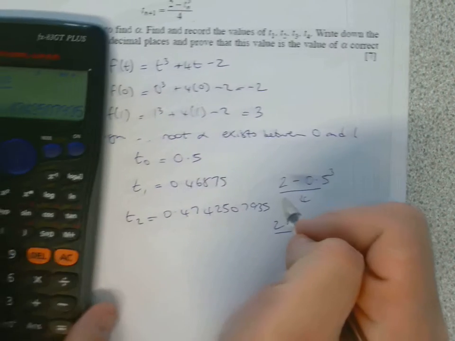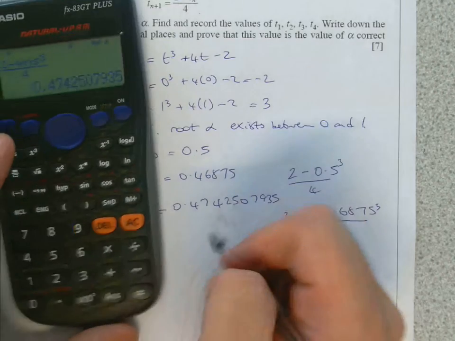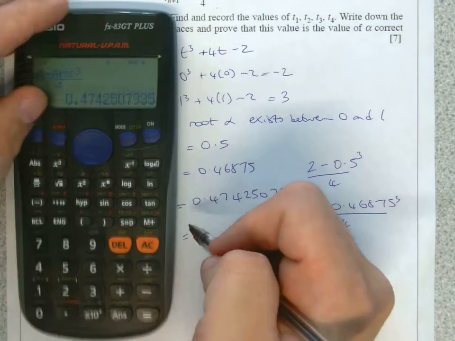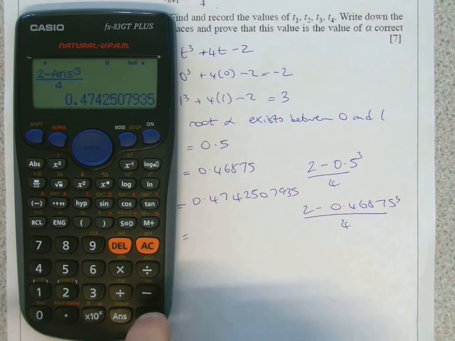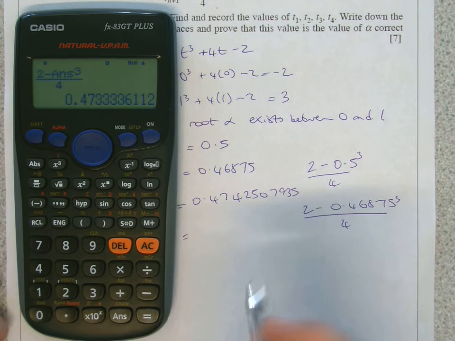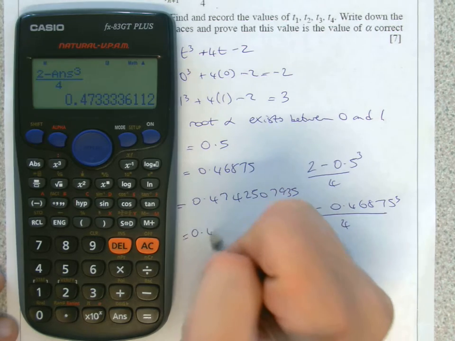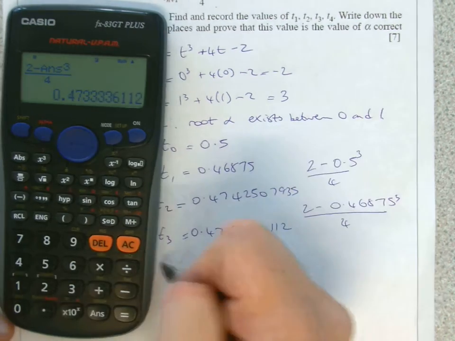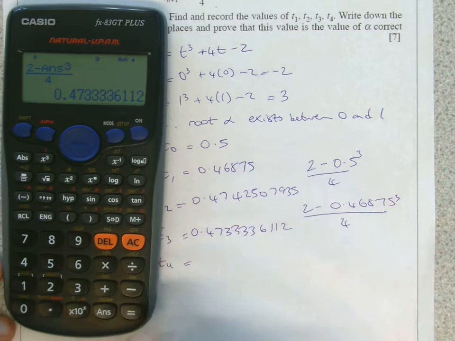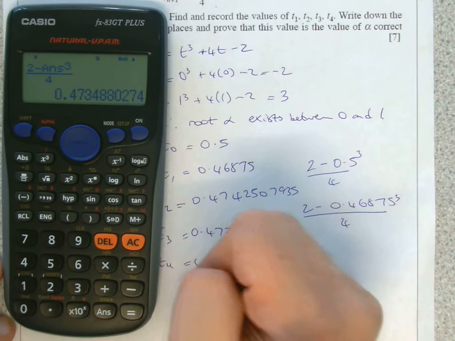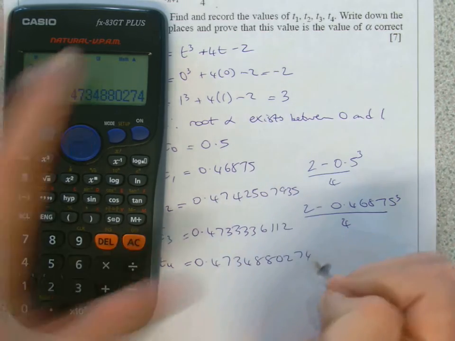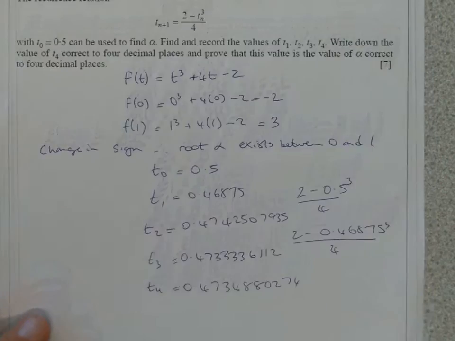It's important you write it all down, what your calculator says. And then we want T3. So for T3, all I'm going to do is just press the equals button again. And it changes, only slightly, but it does change. 0.47333361112. And then I'm going to do T4. So press the equals again. 0.473488027. It's so easy doing it that way.